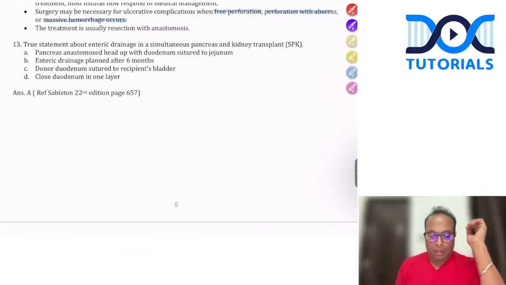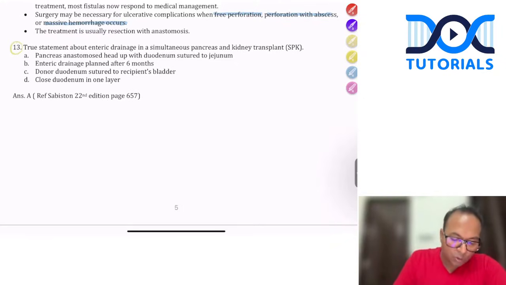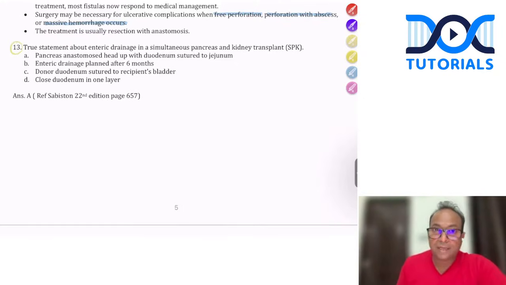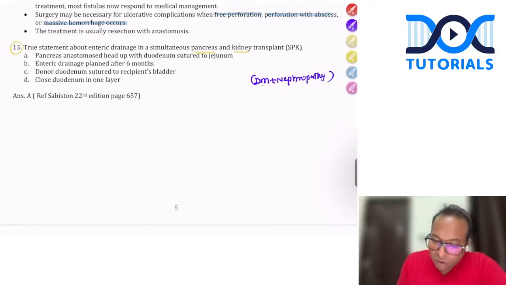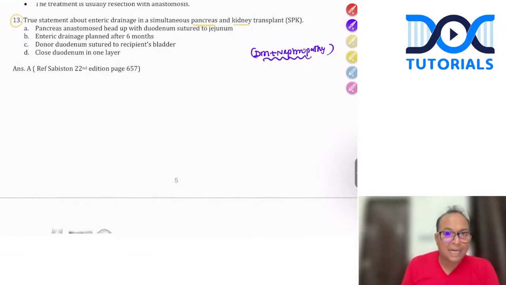This is a very commonly asked MCQ topic from Sabiston, on pancreas transplant. True about enteric drainage in a simultaneous pancreas and kidney transplant. Simultaneous pancreas and kidney transplant is done for diabetic patients with nephropathy, that is, DM with uncontrolled diabetes going for CKD. Usually we do enteric drainage only.